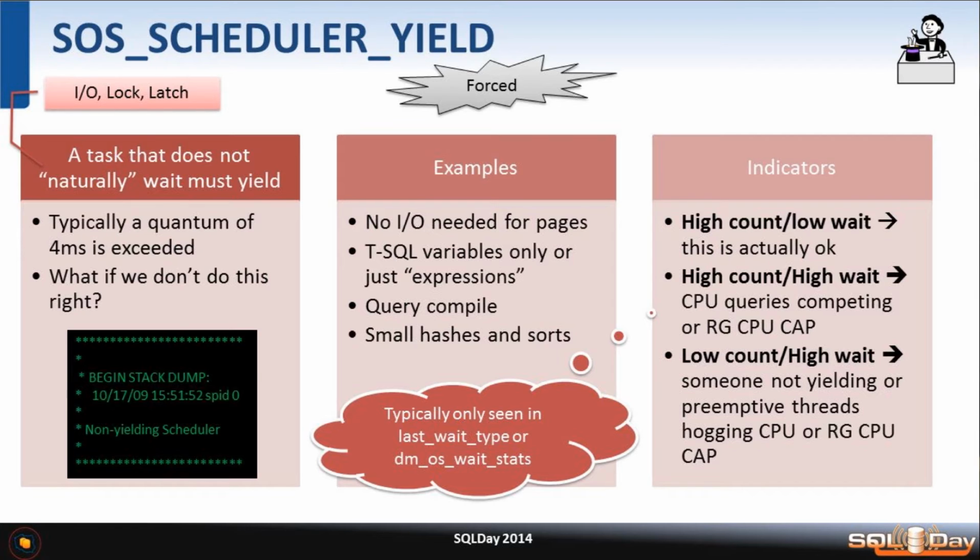The way this works, here are some examples. You don't need IO for any pages. You just do some T-SQL variable expression calculation. You're in the middle of query compilation or small hashes and sorts. These are examples of CPU-bound operations that run in SQL Server. So the way this wait type works is, if we do a yield because we're CPU-bound and we don't need to wait on something, we use that SOS wait info structure I mentioned earlier, and we pass an SOS_SCHEDULER_YIELD to do this work.